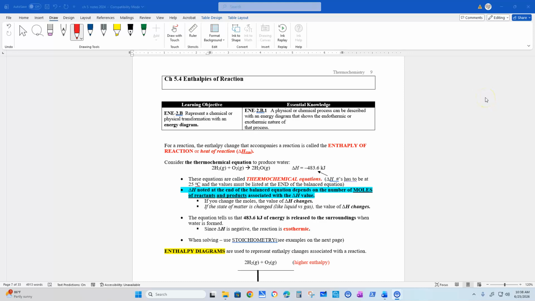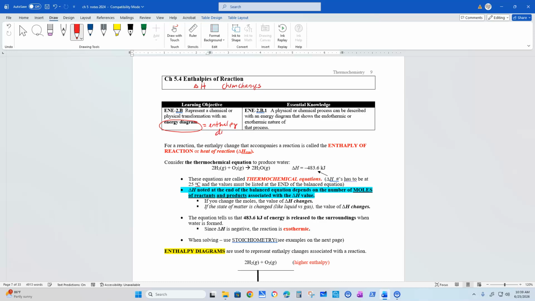Welcome back. We have 5.4, enthalpies of reaction. So we just saw in 5.3 what enthalpy was, delta H. And because we have a reaction, we're going to be looking at a chemical change. Okay, so chemical reactions. The learning objective: represent a chemical or physical transformation with energy diagrams. So we have to learn how to write what's called an energy diagram. We also call these enthalpy diagrams.